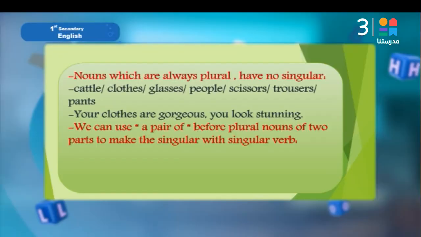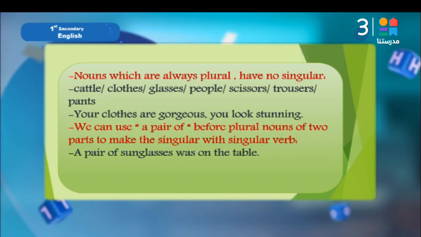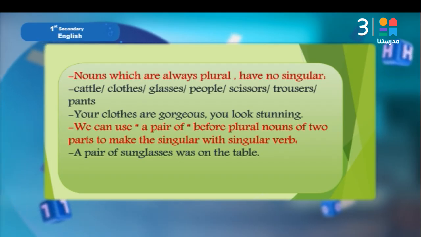If we look at the screen now, in front of us we will find my word, which is "a pair of." I use "a pair of" before plural nouns of two parts, which have two parts, like glasses, pants, trousers, scissors, which is the cutting tool. So I can use "a pair of" before it. Let's see. A pair of sunglasses was on the table.